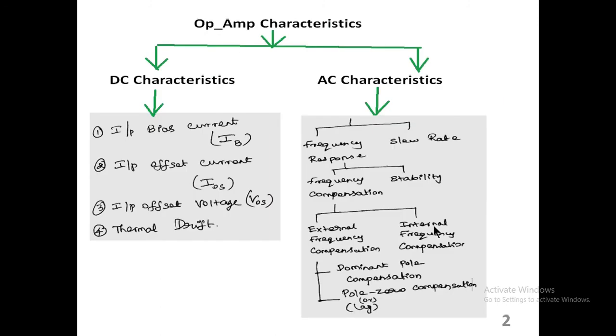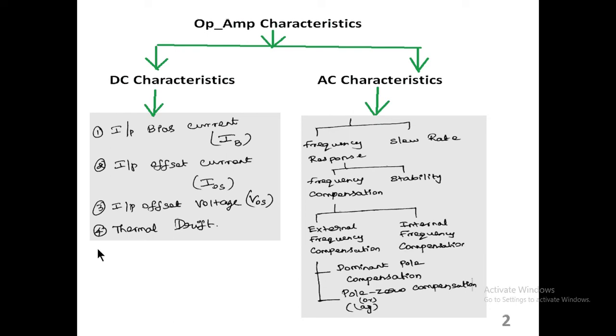So let's see DC characteristics of an op amp. In an op amp, basically two main characteristics are there: DC characteristics and AC characteristics. In DC characteristics, there are four characteristics. First one is input bias current IB, input offset current IOS, input offset voltage VOS, and thermal drift.